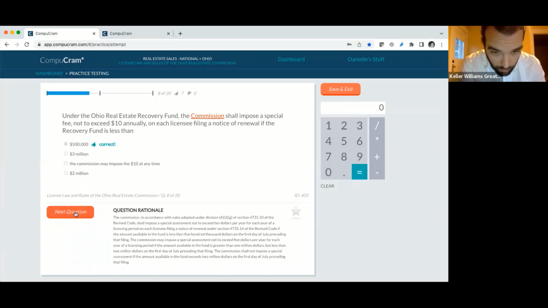If the amount available is less than 500,000 on the first day of July in the preceding filing, they can charge up to, not to exceed, $10 per year. They can impose fees not to exceed $5 per year if the fund is greater than $1 million but less than $2 million. And they shall not impose any assessment if that amount is over $2 million at time of filing.